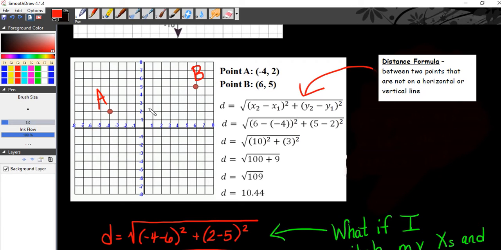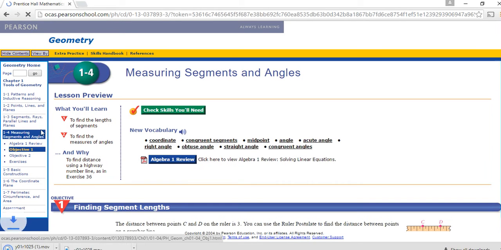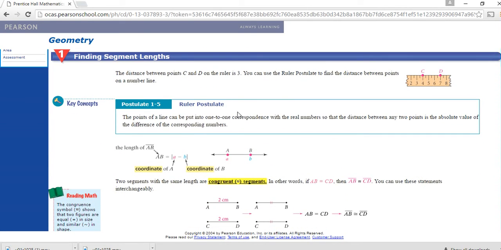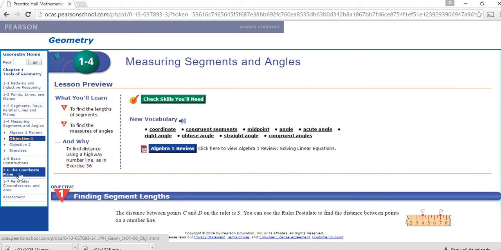Now, if it were horizontal or vertical, I could use the formula that we learned back in chapter 1, lesson 4, called the ruler postulate. I took the 2 points and subtracted them and took the absolute value. You can do that if you have horizontal or vertical points. But if you do not, I'm going to move back to our lesson now so I don't get messed up.